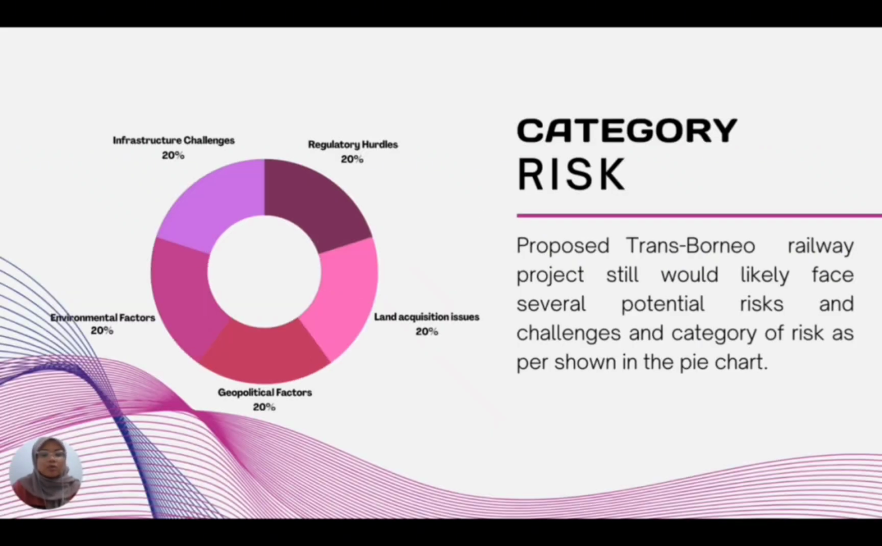However, the Trans-Borneo Railway project would still likely face several potential risks and challenges, as shown in the pie chart. First one is regulatory hurdles. Second, land acquisition issues. Third one is geopolitical factors. Next, environmental factors. And the last one is infrastructure challenges.